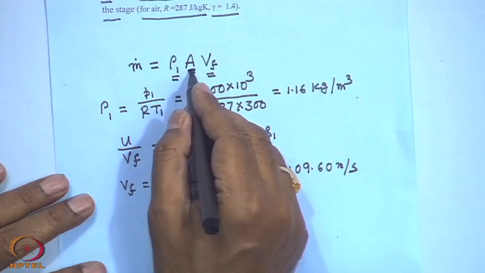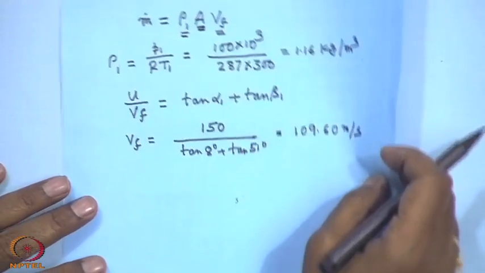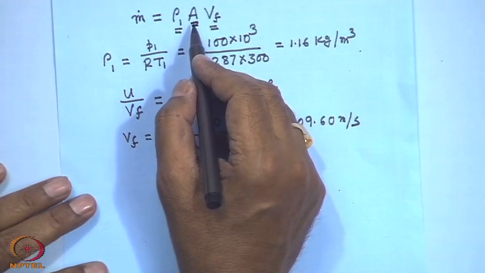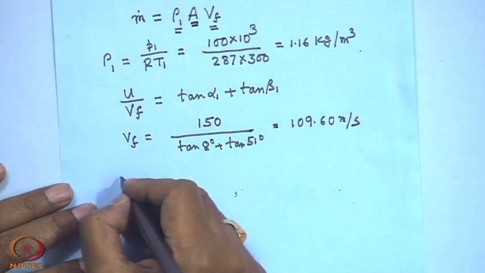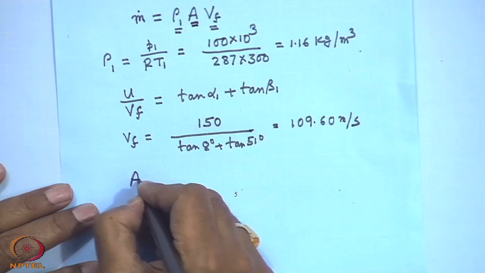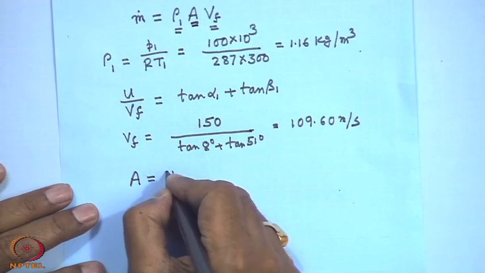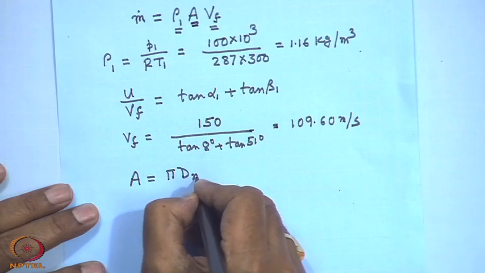So, therefore, you can get the annulus area, but before that you put the annulus area in terms of the blade height. Annulus area is pi into the mean diameter into the blade height.